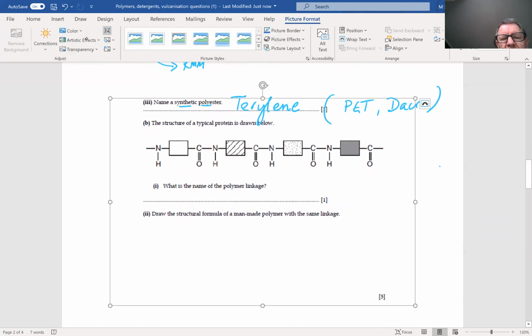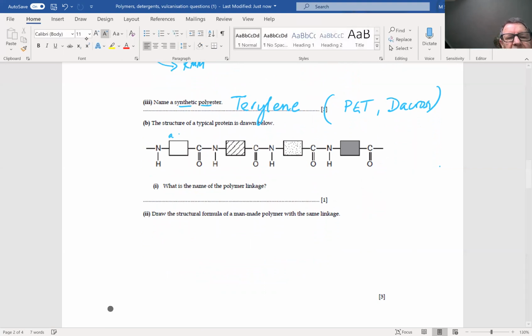Here's a bit of protein here. And what's important is that each one of these is an amino acid. So that's amino acid 1, 2, 3, 4 different amino acids. What is the name of the polymer linkage? Now, this is something to try and remember. This here is the same all the way down. This is the linkage, okay? The linkage is actually that bond. It is called an amide.